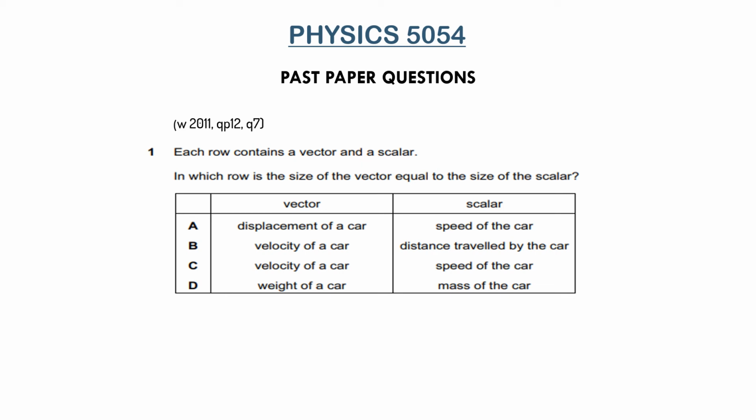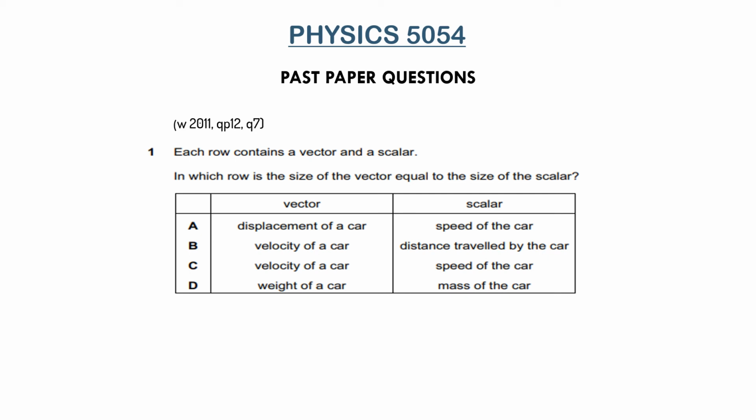Now, this question says each row contains a vector and a scalar. In which row is the size of the vector equal to the size of the scalar? Now, a short revision: we know that a vector quantity has both a magnitude as well as a direction, whereas a scalar quantity only has a magnitude, sorry.